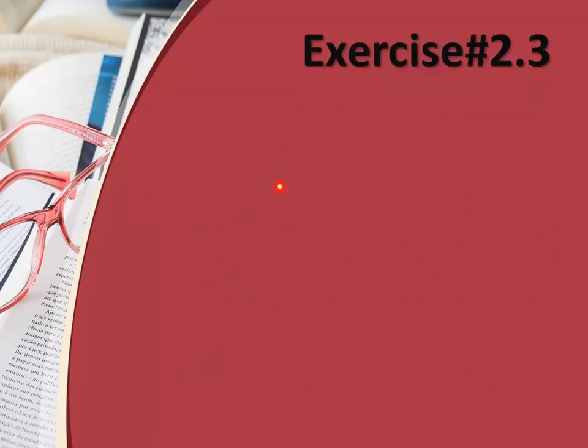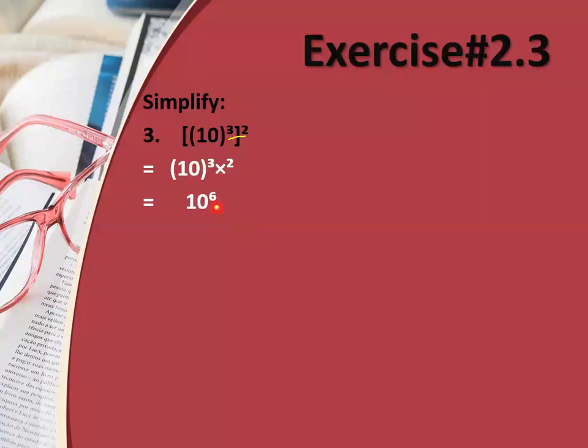Again, exercise number 2.3 and different questions. Now, what you have here is 10 raised to the power 3, and then this whole base with the power 2. Simply what you will do, power will be multiplied with the power. You will take your base here, that is 10, and multiply the powers. 3 multiplied by 2 will become 6. So 10 raised to the power 6 is your answer.